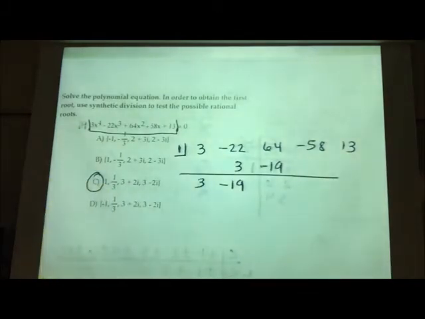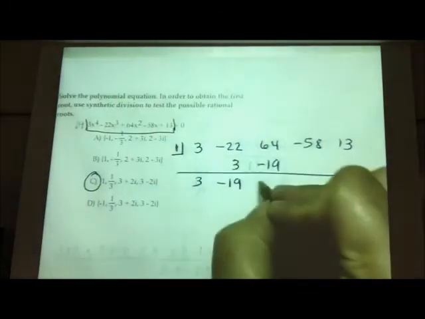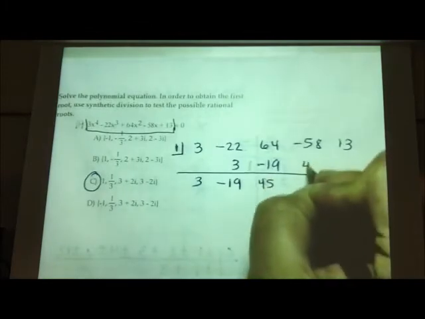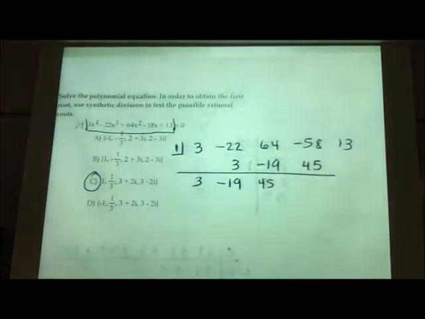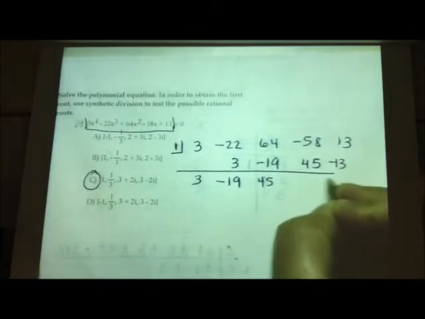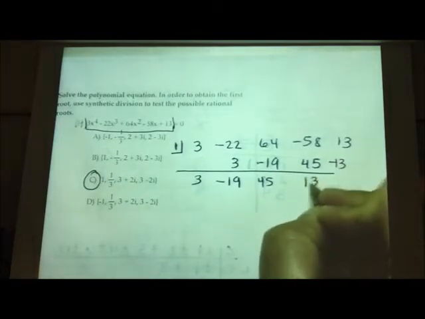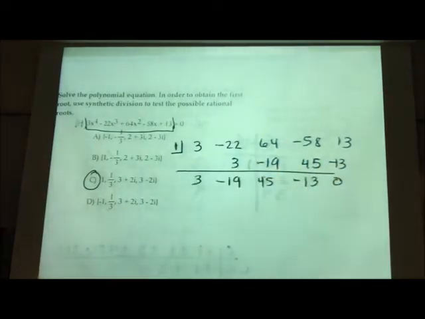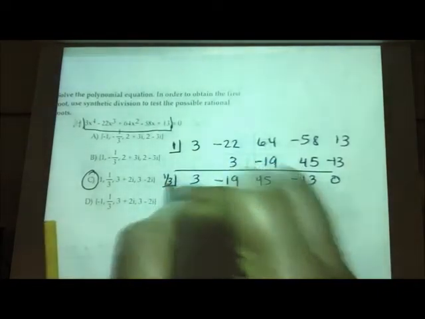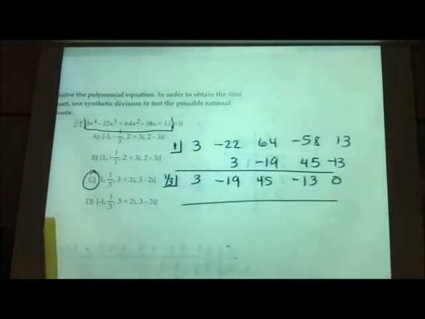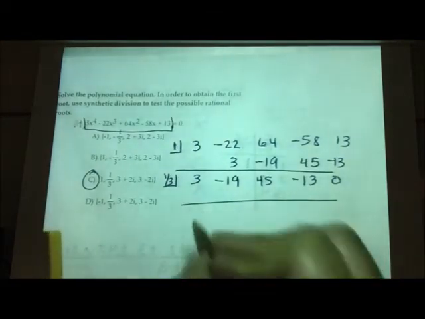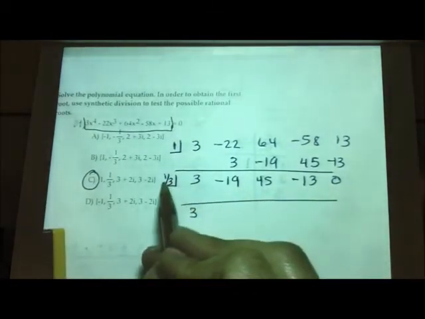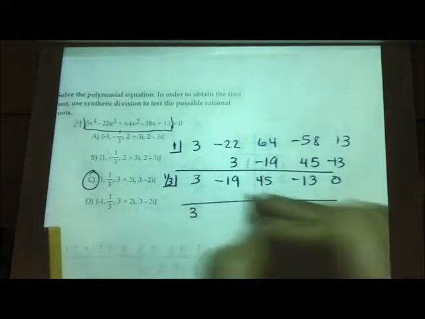64 minus 19 is 45. This is 45 here. Negative 58 plus 45 is a negative 13. Negative 13 times 1 is a negative 13, and then that's 0. So that's perfect. And then I was supposed to use a 1/3. So this is a 3. 1/3 times 3 is 1.